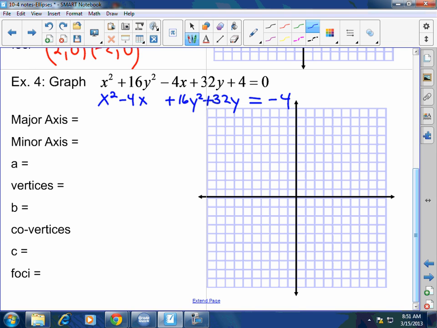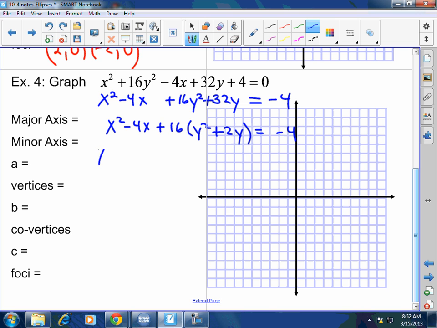Does that make sense so far? Please write that down. I want you to go step by step. Make sure you got this. Step 2. Let's factor out the 16 from the y, guys. So I got x squared minus 4x plus 16 times y squared plus 2y, because we cannot complete the square if you have a coefficient in front of the y or the x. Equals negative 4. Okay? You with me so far?